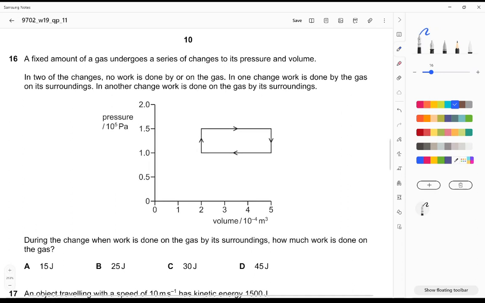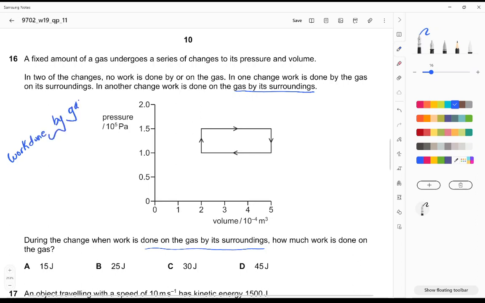My God. A fixed amount of gas undergoes a series of changes to its pressure and volume. In two of the changes, no work is done by or on the gas. This is basically an A2 question. How is that possible? In one change, work is done by the gas on its surrounding. Okay. In another change, work is done on the gas by its surrounding. Okay. During the change, when work is done on the gas by its surrounding, how much work is done on the gas? Okay.